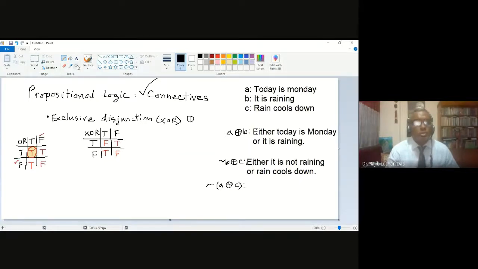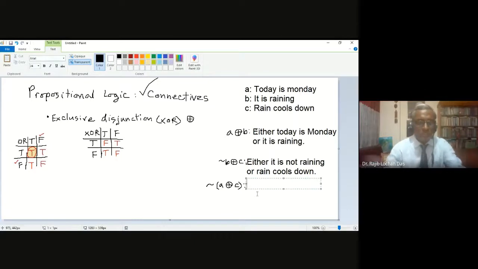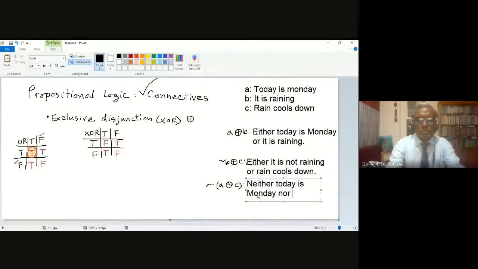And you can also write for this neither today is Monday nor rain cools down, because it is actually not XOR. XOR is either-or, not XOR means neither-nor. So you can write neither today is Monday nor rain cools down. That will also be correct.